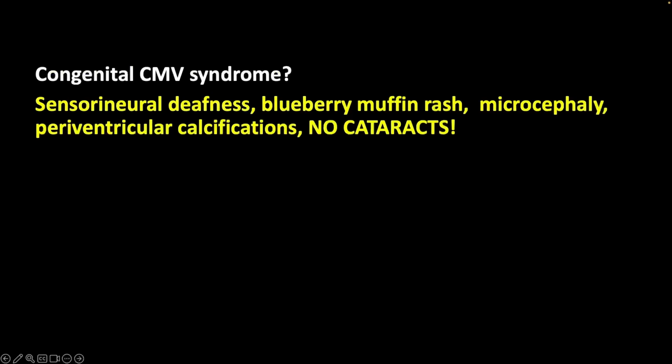And how does congenital CMV syndrome present? Most importantly, no cataracts. So you can see this is kind of similar to rubella, but the most important distinguishing factor would be the no cataracts in CMV syndrome. Additionally, you have the periventricular calcifications. I always get these mixed up, so remember, CMV, no cataracts. Rubella, yes cataracts.